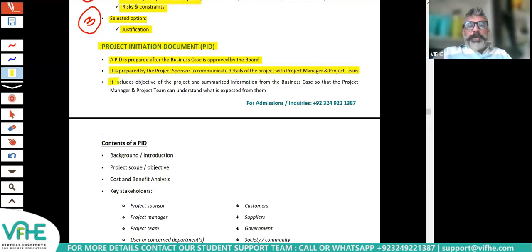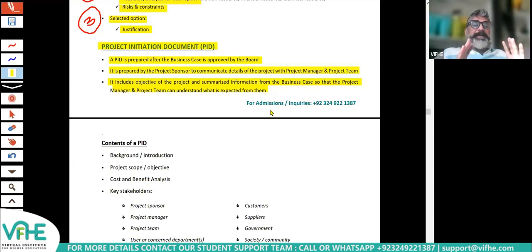This document includes the objectives of the project and summarized information from the business case so that the project manager and project team can understand what is expected from them, because they are the persons who are actually going to execute the project, right? They will work on the project. So they need a good understanding of the project. What is the purpose? What are the objectives? What are they supposed to do? So this document, PID, is basically prepared for the project manager and the project team so that they understand the project and they can focus and then execute or implement the project. Clear?